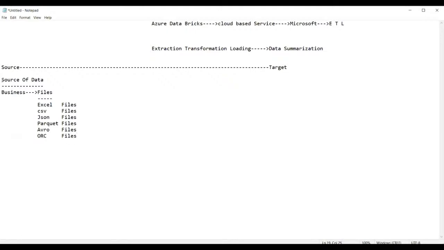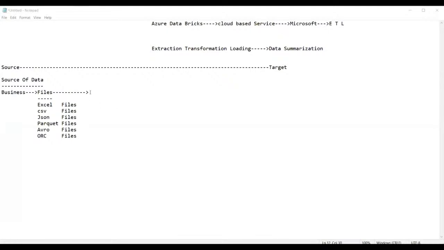That means we get the data ultimately from the business, and this data will be recorded in the form of files: Excel files, comma separated value files, JSON files, Parquet files, Avro files, ORC files. Anyways, you don't worry about the files. Once we get into the subject, I will explain each and every file. You don't worry now. So this is the data we get from these files.